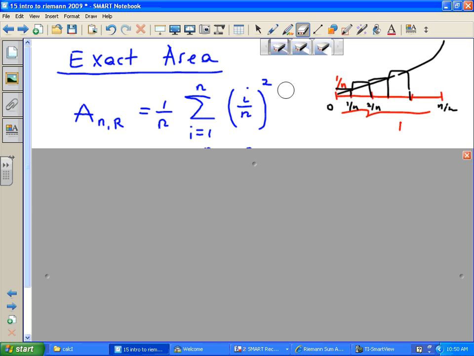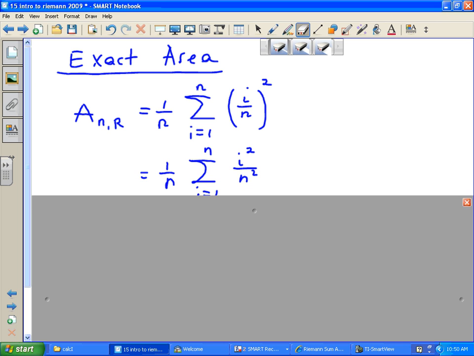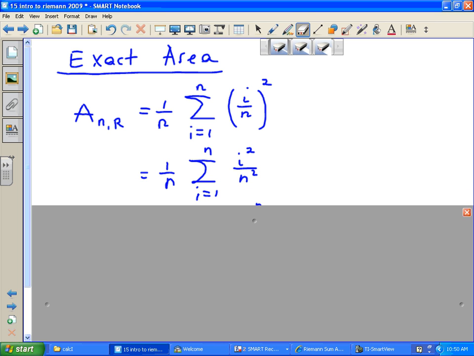Okay, now we need to simplify this. How can I simplify this? Square that quantity under the parentheses. Square it, and this is what you get: i squared over n squared. Now, tell me, what is the real variable here? Is it i or is it n? Which one do you think is the real variable? i. The index of the summation tells you what is changing, what the variable is. i is the variable. So what can you take outside of the summation notation?